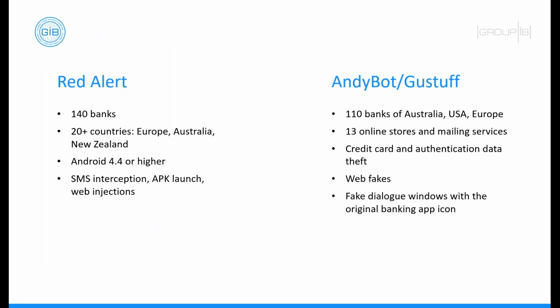Red Alert and AndyBot are two malicious families which are targeting users from more than 100 banks globally: Australia, United States, Europe, New Zealand. The Red Alert Trojan is targeting Android 4.4 or higher and is capable of SMS interception, launching different APKs, and of course web injections. And AndyBot, or Gustav, targets not only banks but also online stores and mailing services, capable of credit card data and authentication data theft, and of course web fakes and fake dialog windows with original banking app icons.